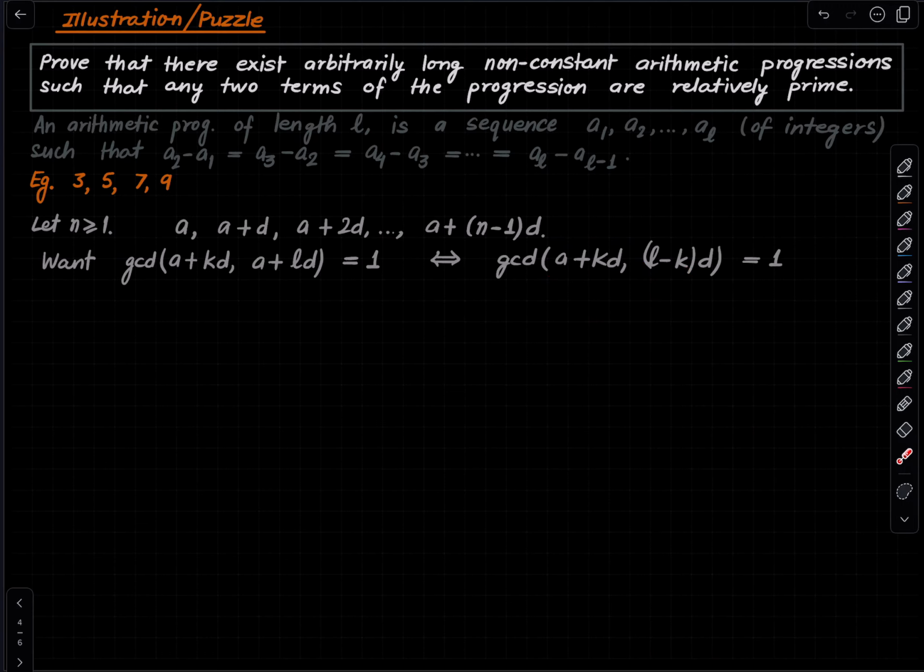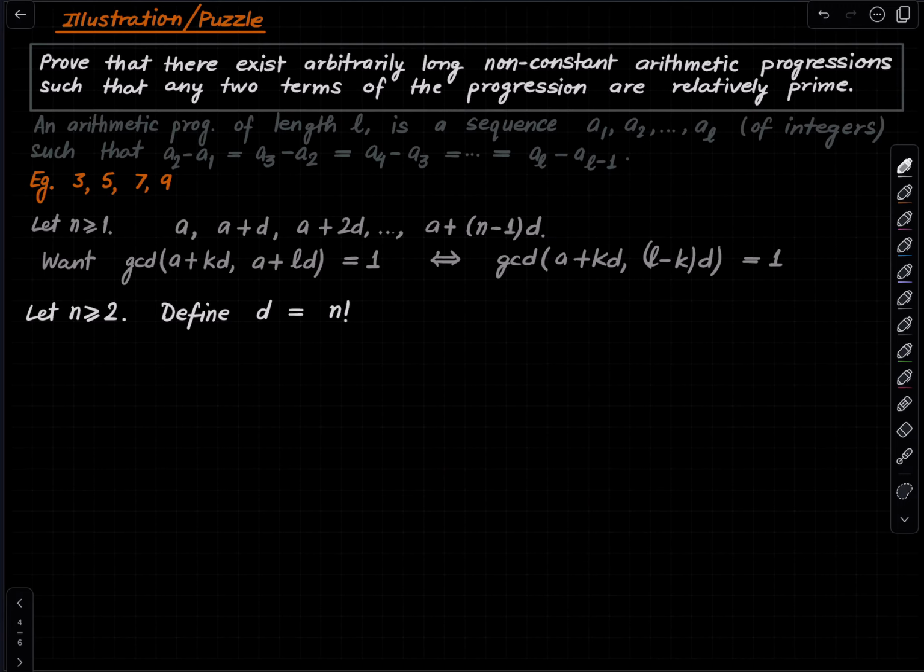So here is the proper proof now. Fix n greater than or equal to 2, because we want to produce a progression, not just one number. So now we will produce an arithmetic progression of length n such that any two terms of this progression are relatively prime and that this progression is non-constant. So define d as, I think n factorial should do. Let's see. Yeah, I think n factorial will be fine.